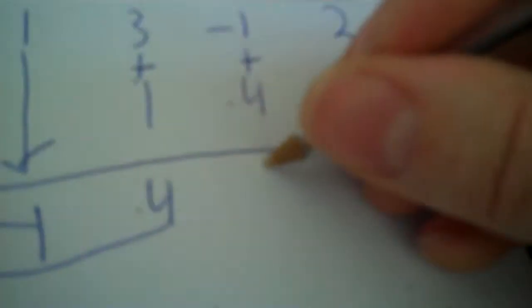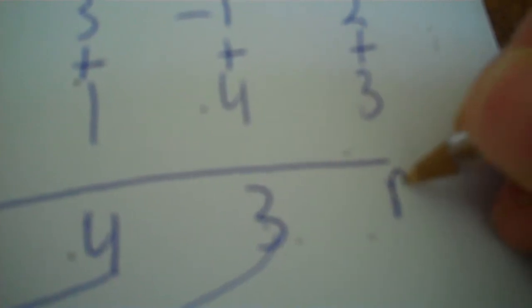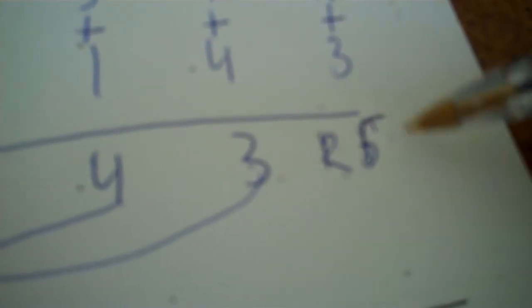Negative 1 plus 4 is 3. And 3 times 1 is 3. So I got a remainder. Okay, I got 5. So that's called your remainder. Put an R in front of it. Remainder 5. Now you take your 1, line it up there.